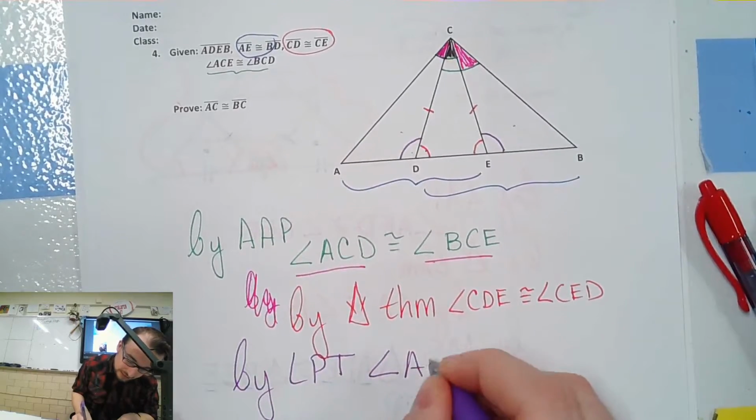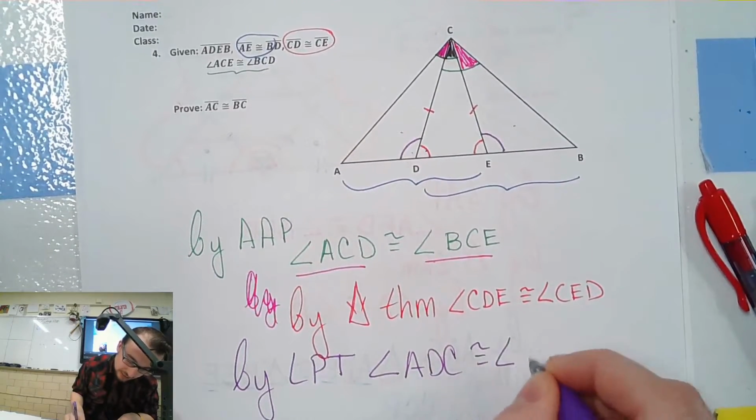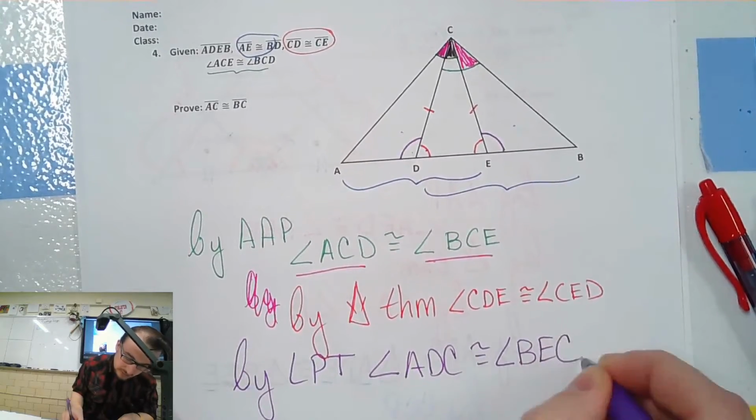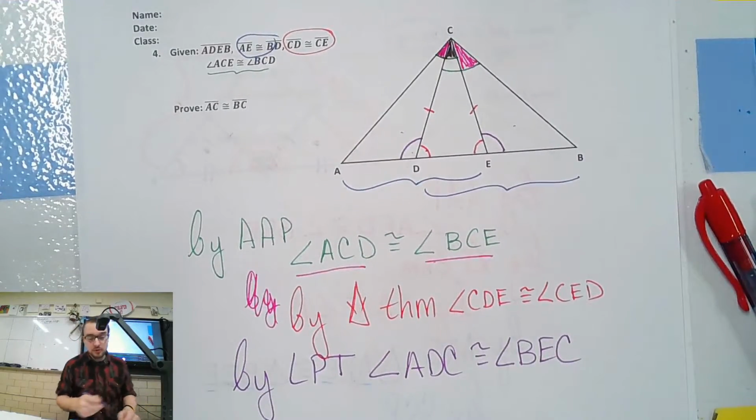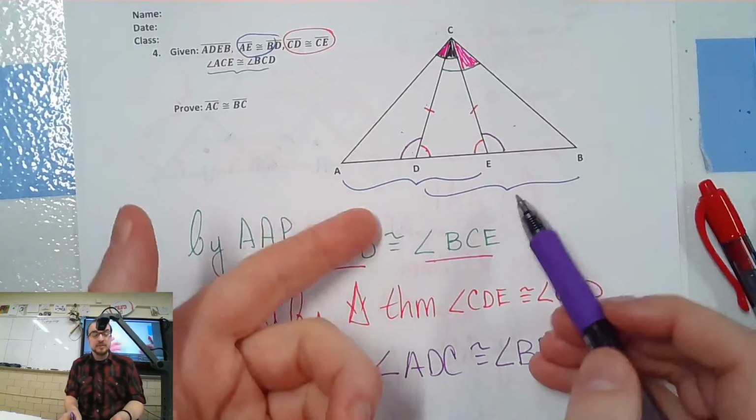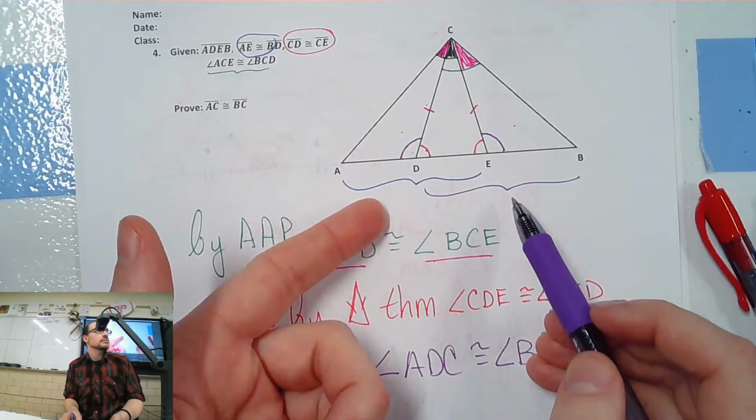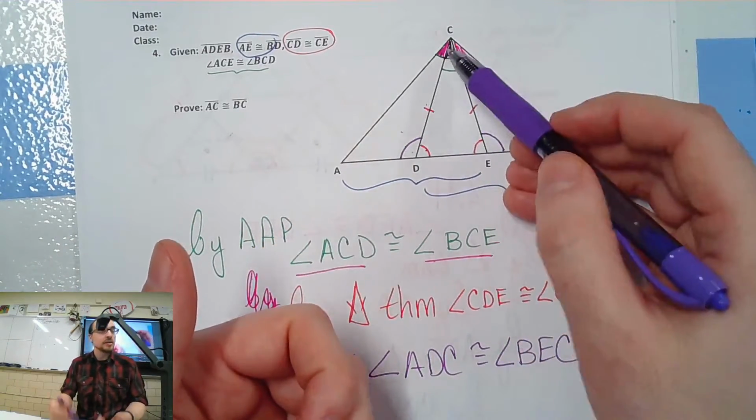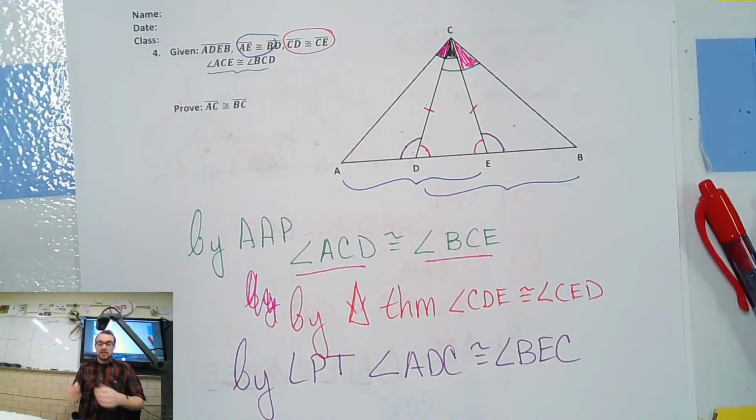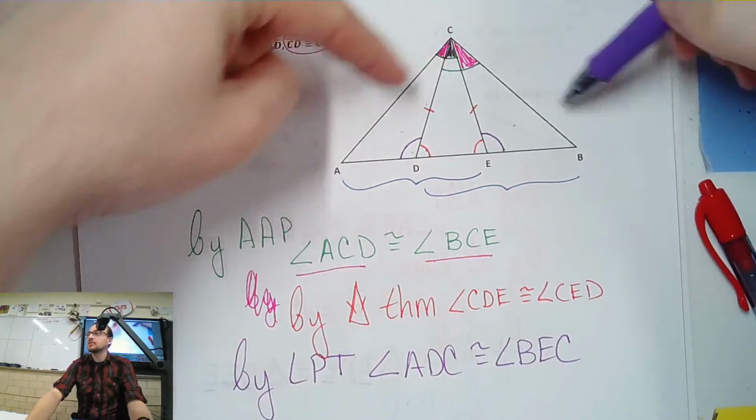Angle ADC is congruent to angle BEC. Now we've got enough information to prove them congruent. We've got angle, side, angle. We didn't even need to use the bottom part. So by CCP. So angle, side, angle, the triangle's congruent, and then by CCP, we get AC and BC, right?